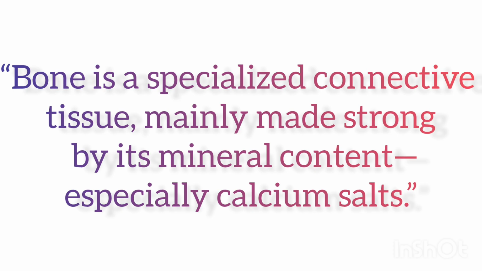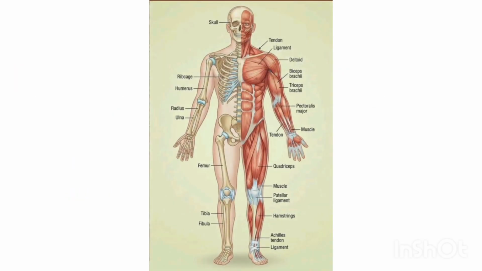Bone is a specialized connective tissue mainly made strong by its mineral content, especially calcium salts. But bone isn't just hard and lifeless structures. It is a living tissue, with blood vessels, nerves, bone marrow, and cells that continuously remodel it. Together, bones and cartilage form the skeleton, which provides the framework to our body and allows movement through the attachment of muscle. Now, let's see how these bones are classified.